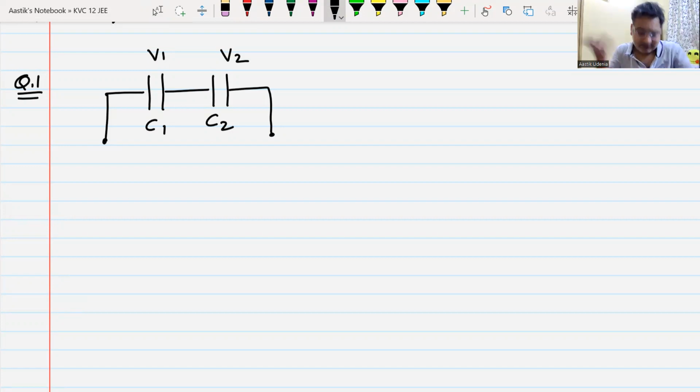Connect two capacitors by a wire. What happens then? V1 is equal to V2, sir. V1 is equal to V2? V1 and V2 are different. How do V1 and V2 become the same? I hope you understood the question. C1 V1 plus C2 V2 upon C1 plus C2.